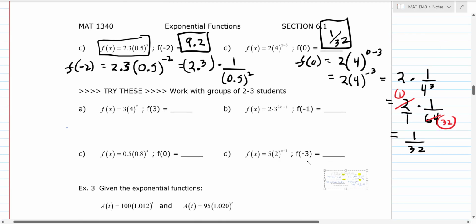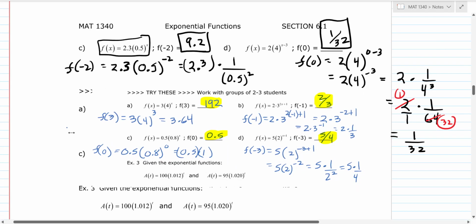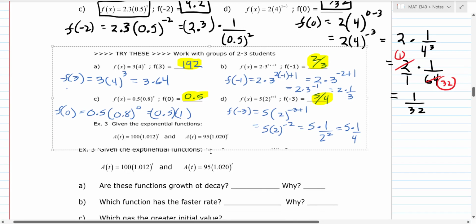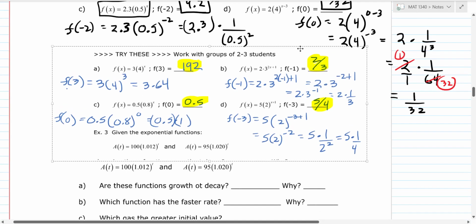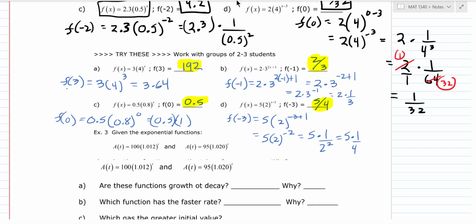There's a few things that I saw on maybe that second one. Okay, so I got 192, 2/3, 0.5, and 5 over 4. And again, the two that were probably the hardest to do are B and D, just because they have negative exponents. So this B, you ended up with 2 times 3 to the -1, and then you got to change that 3 to the -1 to 1 over 3. So 2 times a third is, remember, you always multiply fractions straight across. So 2 over 1 times 1/3 is going to be 2/3. So that's how that goes.